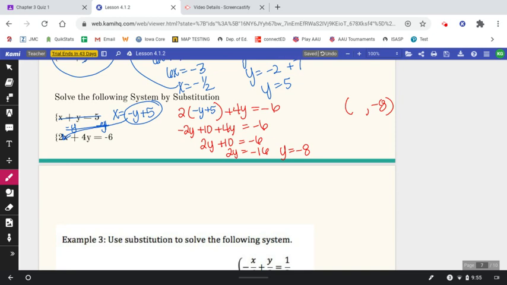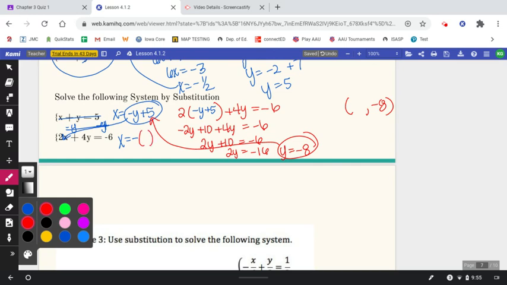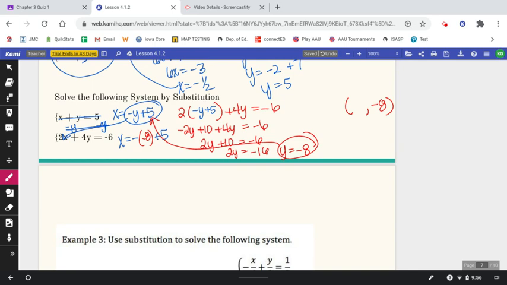Now to figure out what the x is, I'm going to take the negative 8 and I'm going to substitute it back into my original equation. So that would give me x equals negative, and then instead of y, I'm going to put negative 8 plus 5. So x equals positive 8 plus 5. So x equals 13. So if I were to graph those two equations, they would cross at 13, negative 8.